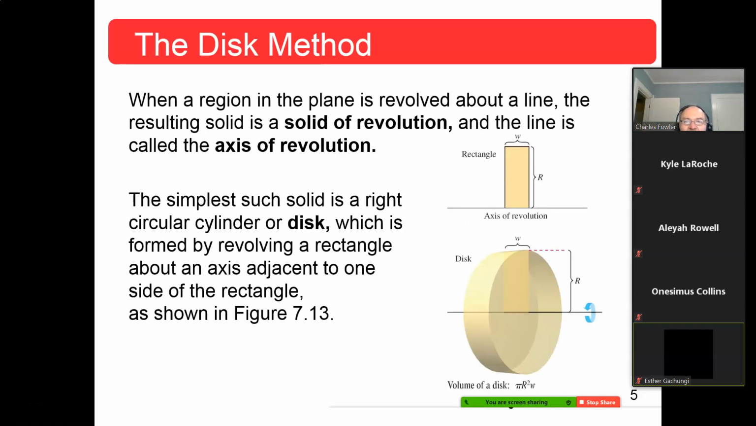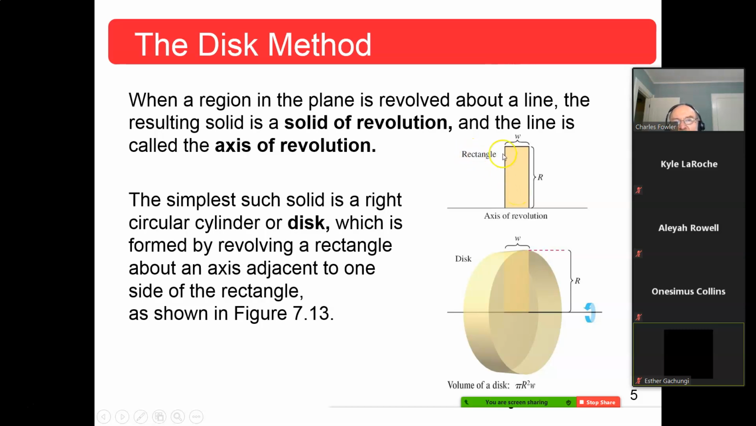Now here's where they're going to begin, and it seems a little strange at first, but hang with it. When a region in a plane is revolved about a line, the resulting solid is called the solid of revolution, and the line is called the axis of revolution. So here is a region. It's a little region of width W, isn't that creative, height capital R. Now there will be a reason for that to be capital R. It has nothing to do with rectangle.